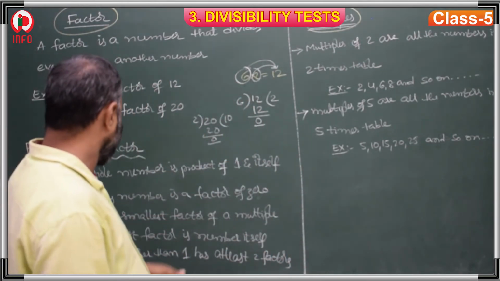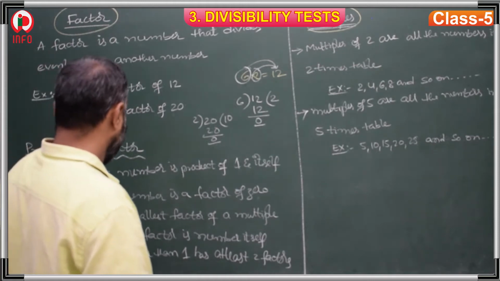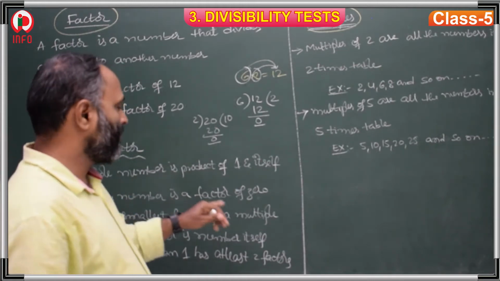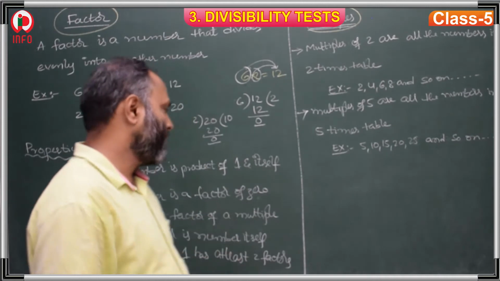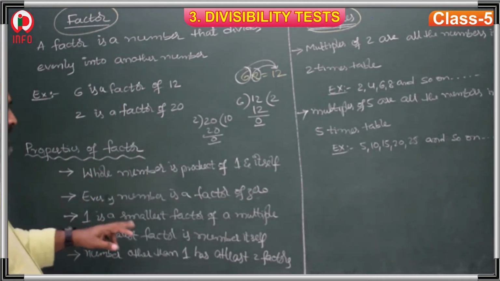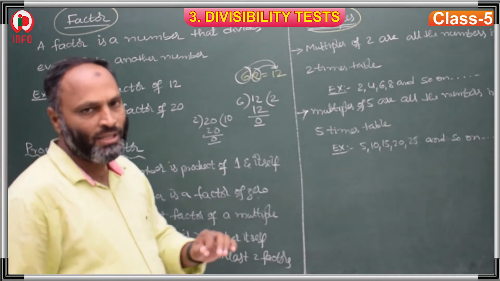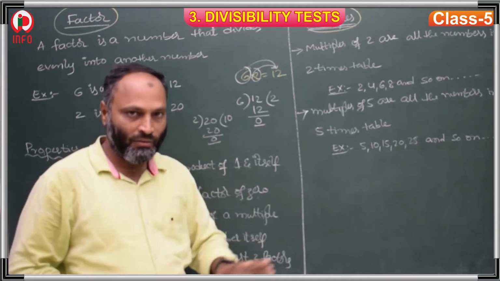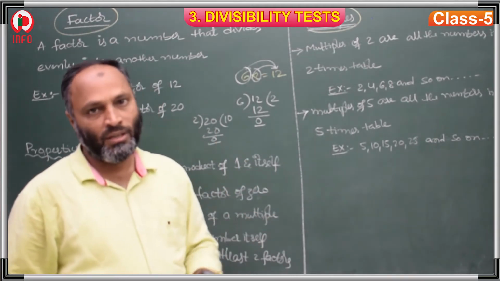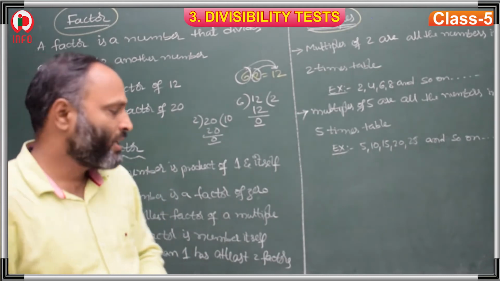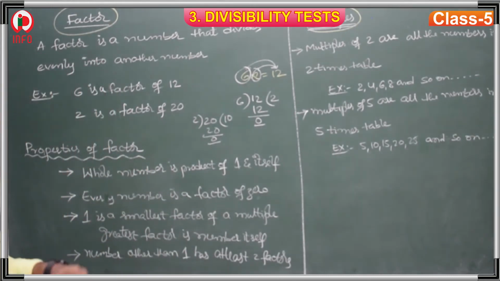So every number is a factor of 0, so that we know. 1 is the smallest factor. In all the factors, if we see, 1 is the smallest factor.